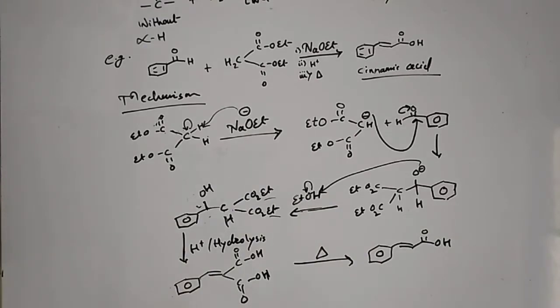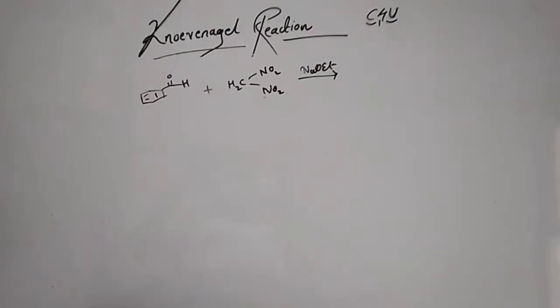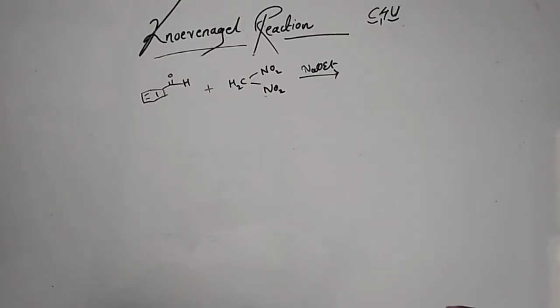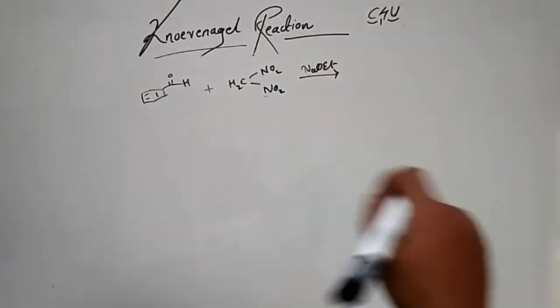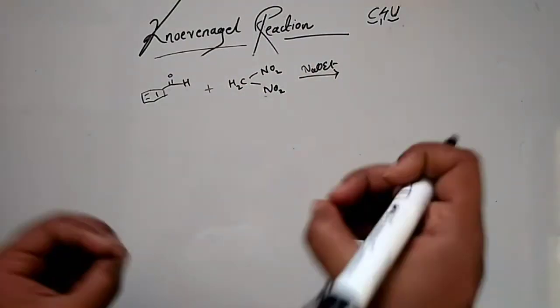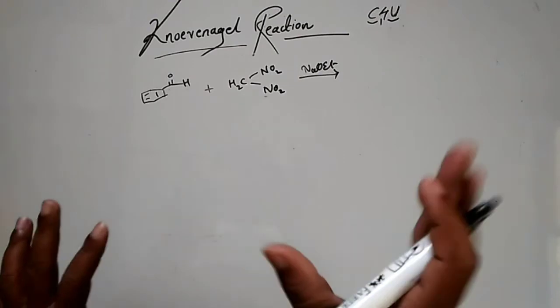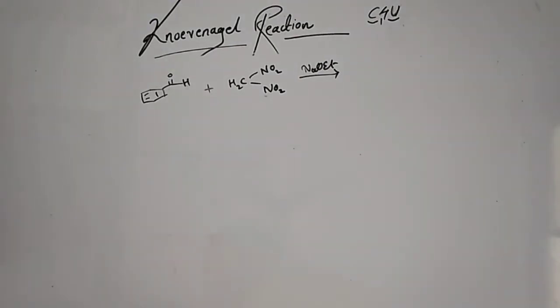This is the mechanism of the Knoevenagel reaction. Now we'll see one example. There is no compulsion that your methylene group has to be with only ester groups or only acid groups or only carbonyl groups. It needs two electron withdrawing groups. So there are two nitro groups, which are again electron withdrawing groups. So this is again an example of the Knoevenagel reaction.